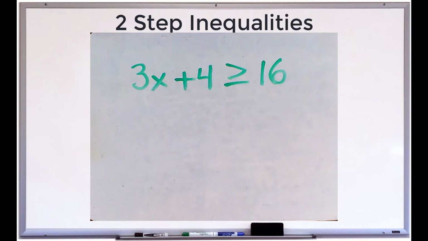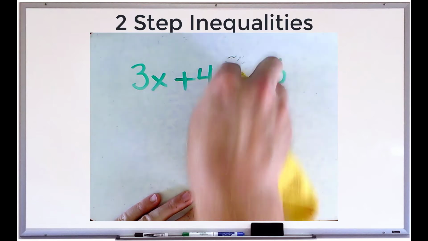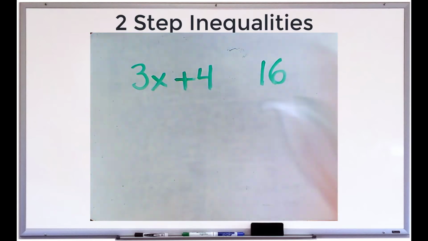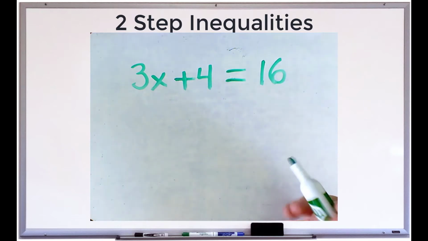Here we have our first two-step inequality problem. 3x plus 4 is greater than or equal to 16. We notice that this looks a lot like an equation. The only thing that's different is the inequality sign. So what I like to do is change them out and just write it like it's an equation. Sometimes that just makes better sense for my brain.